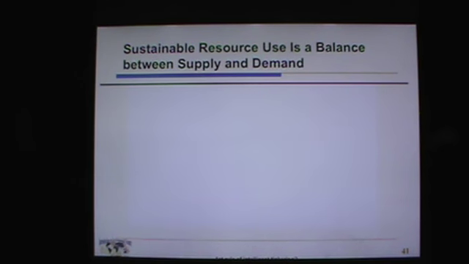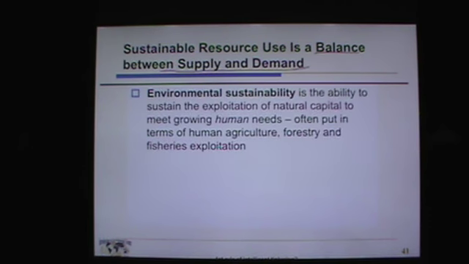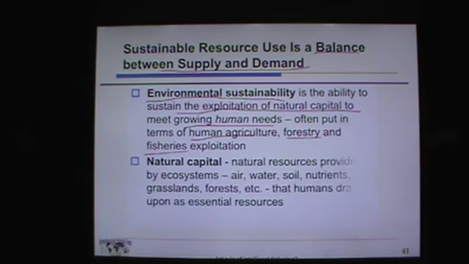So, sustainable resource use has to balance between supply and demand. The term environmental sustainability is the ability to sustain the exploitation of natural capital, which is what we're doing. We have to have these natural resources to meet our growing human needs. Often, we look at ag, forestry, fisheries exploitation. We'll talk about several of those. I'm not sure we'll talk all that much about human ag, but certainly fisheries, we'll talk about that a lot.